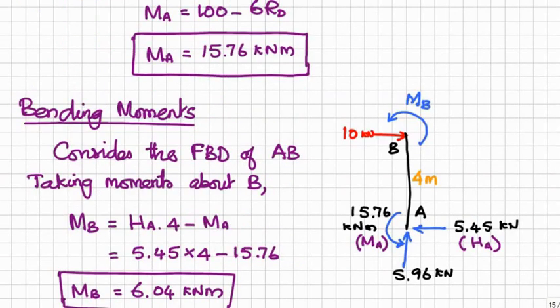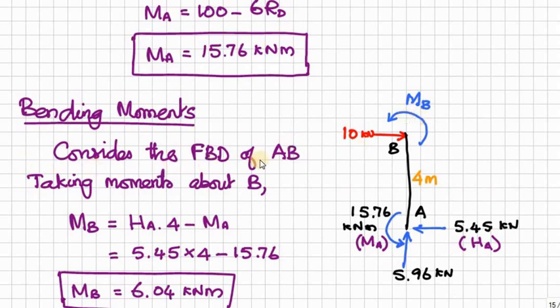So considering the free body diagram of AB, this is our AB and here we have horizontal reaction HA, this is our vertical reaction RA, this is our moment MA, 15.76, this is 4 meter length, and at B we have one external force 10 kilonewton. We assume this MA is acting in anti-clockwise direction. Initially we can assume any direction. If we get a positive value, then our assumption is correct. If negative, the direction is just opposite.